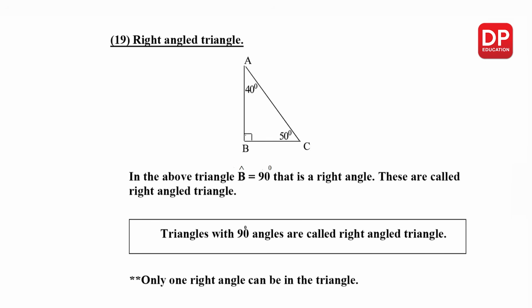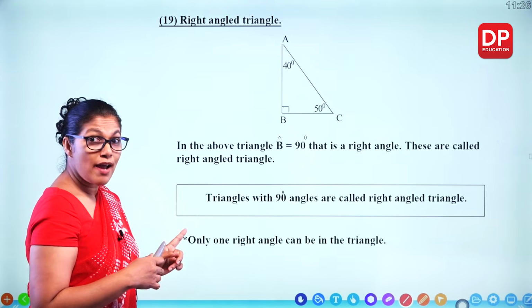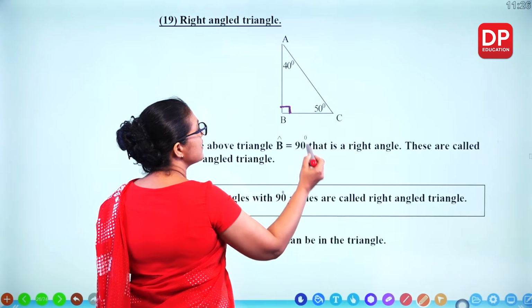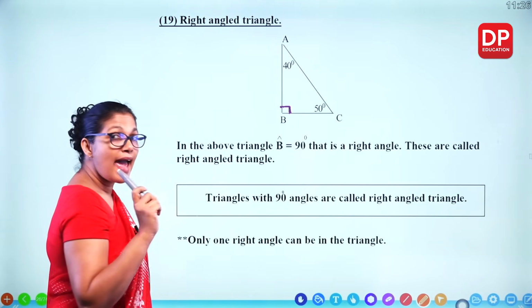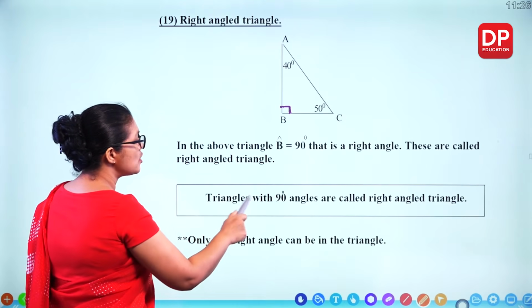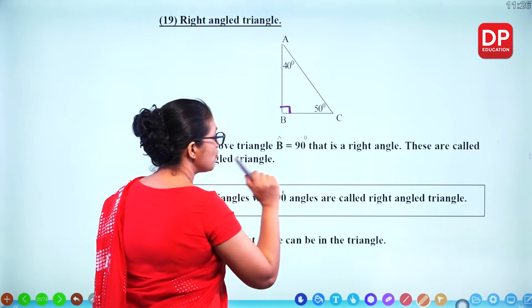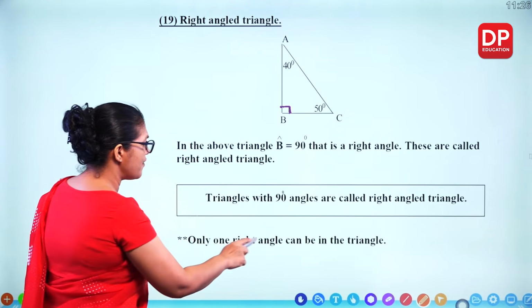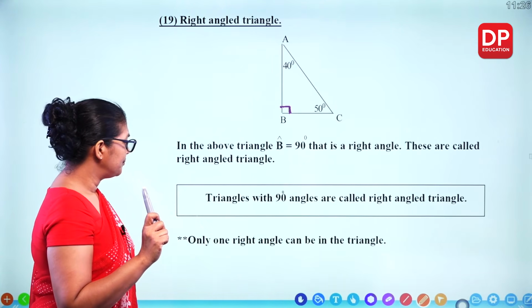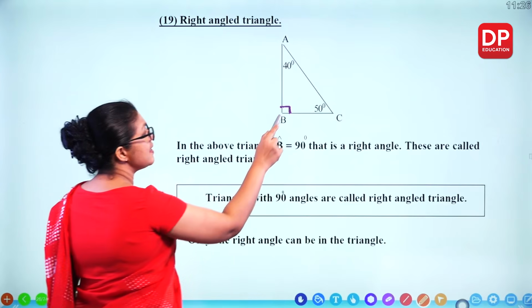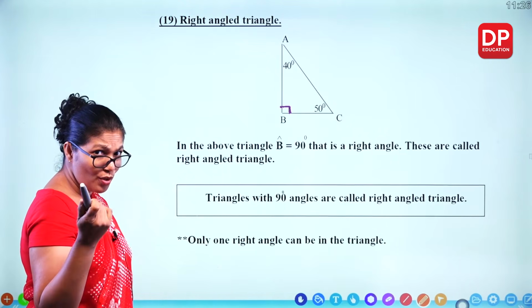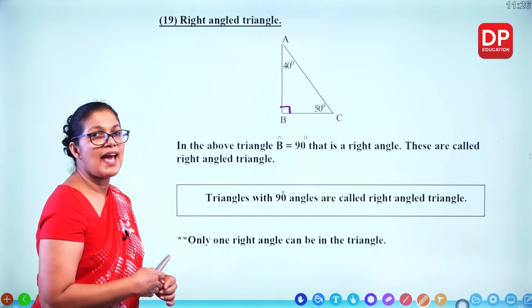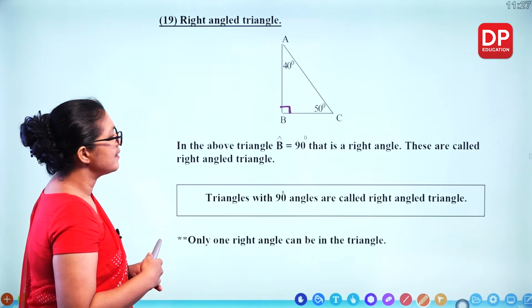Now we look at right angle triangles. Right angle triangles means when you get one right angle, a 90-degree angle, we call that a right angled triangle. So triangles with 90-degree angles are called right angle triangles. Can we have more than one right angle in the triangle? No, because two angles of 90, 90 become 180. So you can get only one right angle in the right angle triangle.